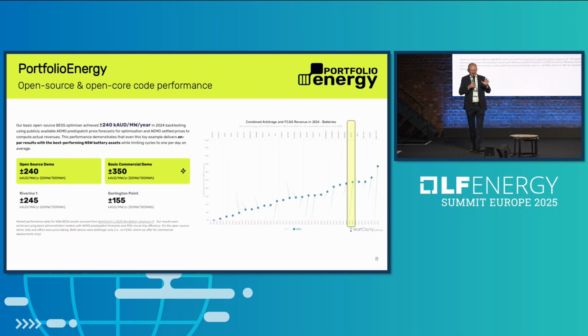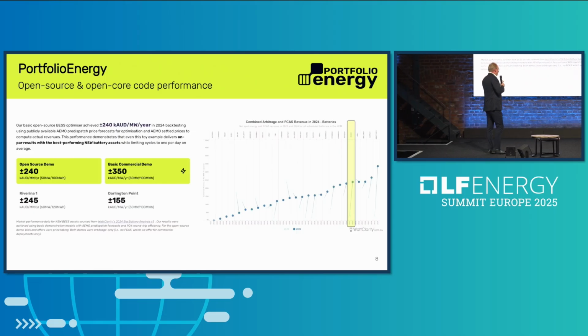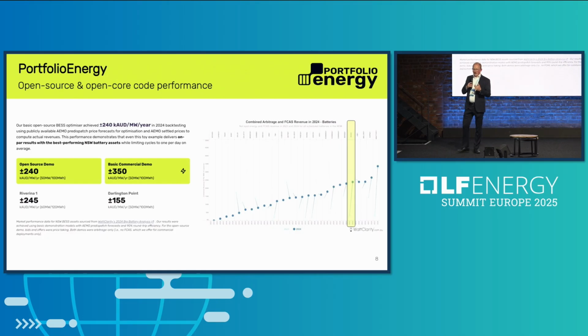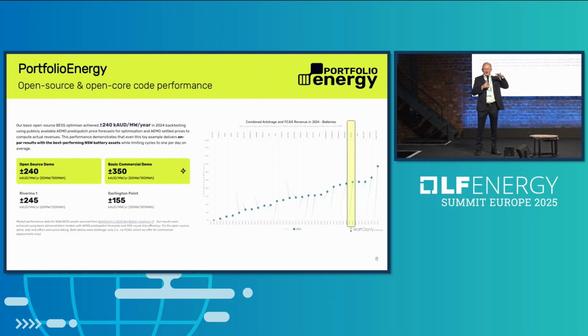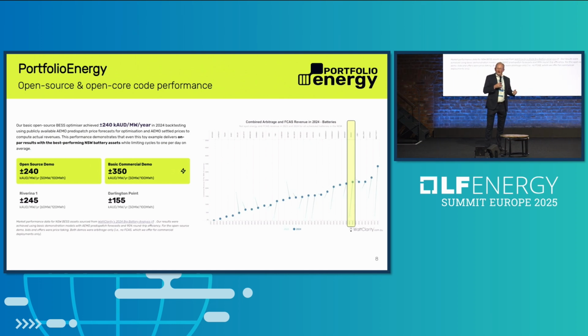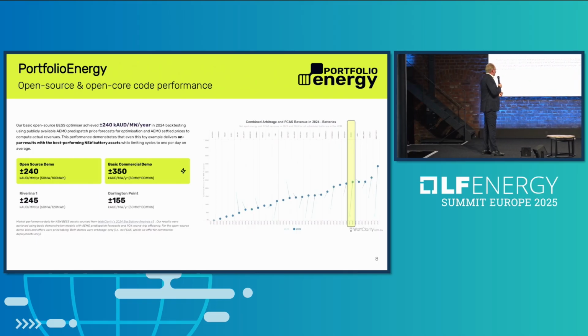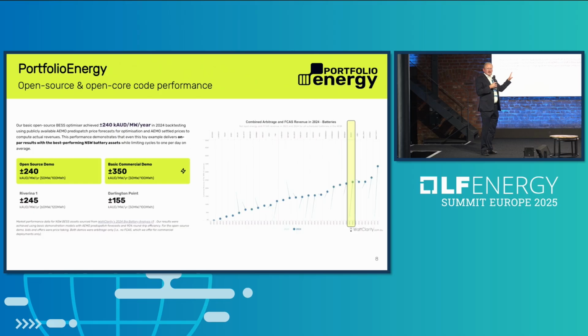So I'll let that sink in for a second, because that means that there is a huge, huge opportunity here. To the right, we see the performance of our commercial product, which takes this open source core and adds a few layers of proprietary IP on top. And that is able to generate an uplift of 30–40%, which is highly attractive. But just coming down to the point that a basic open source code is able to already be on par with the best performing assets in the market.